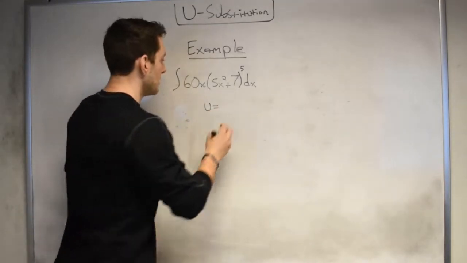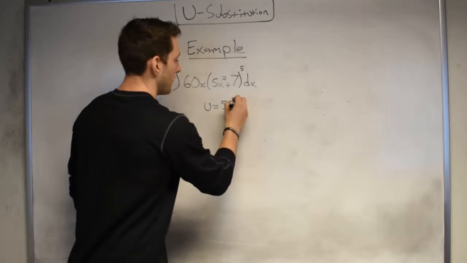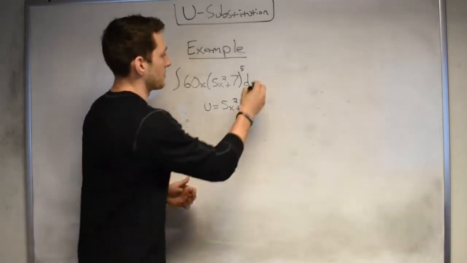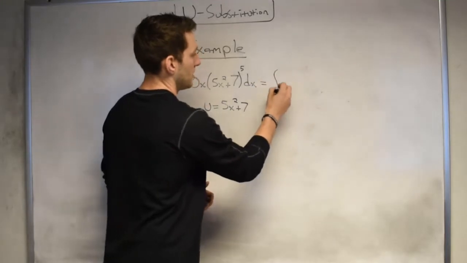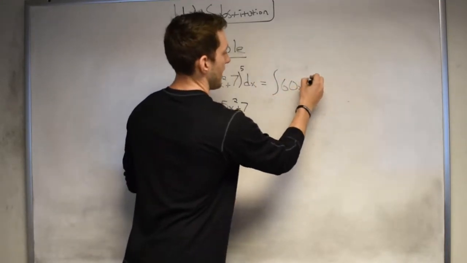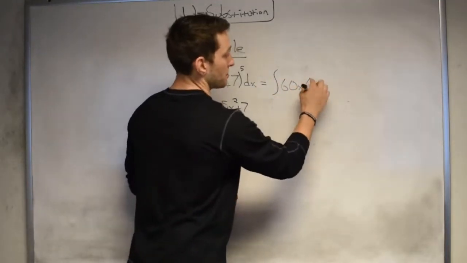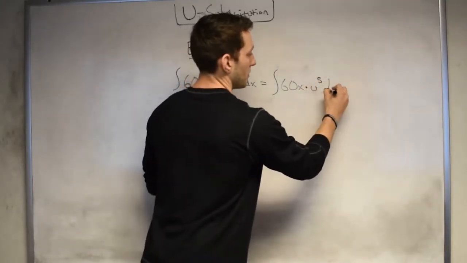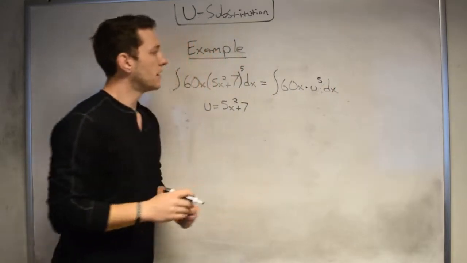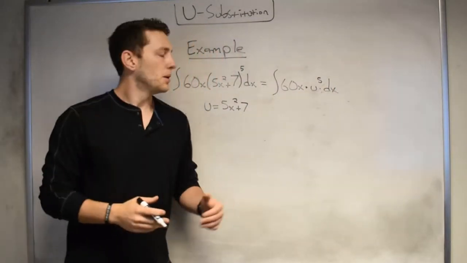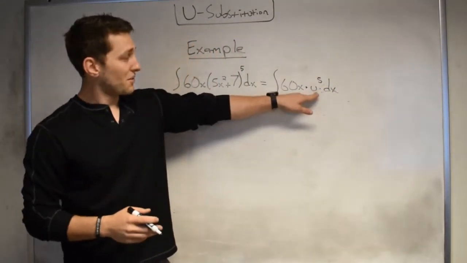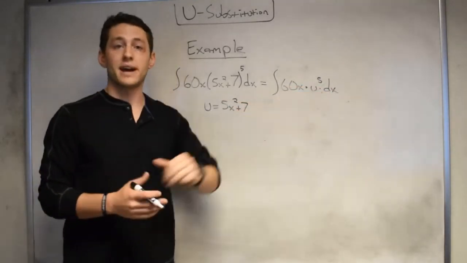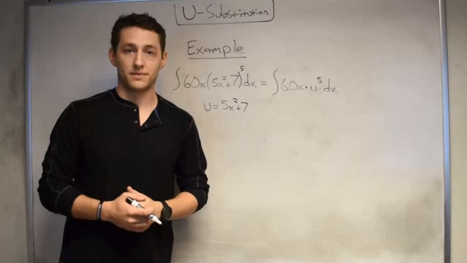Let's let u equal 5x squared plus 7. Okay, that's not a problem. 60x times, I guess just plugging in u, we could say that's times u to the 5th power with respect to x. Well, maybe that didn't help. But maybe if I make this an integral with respect to u, i.e. I integrate u instead of x, we might be in for something.